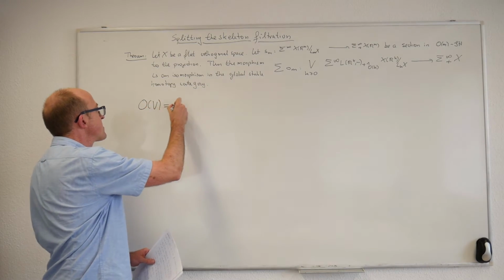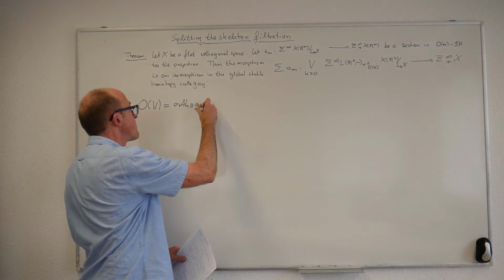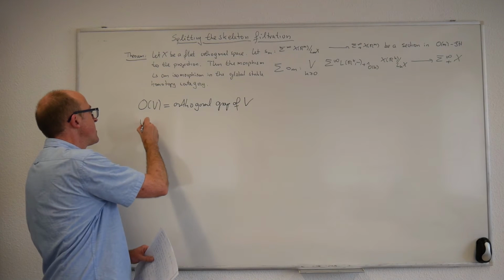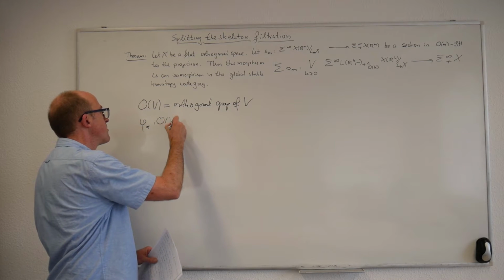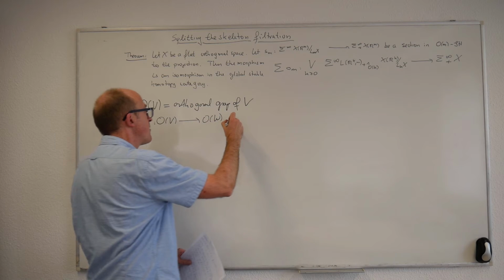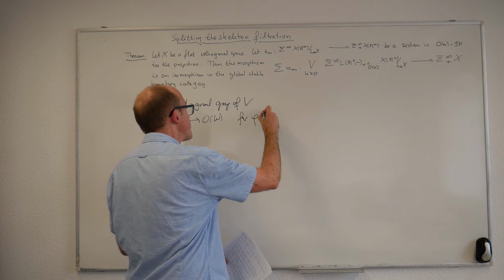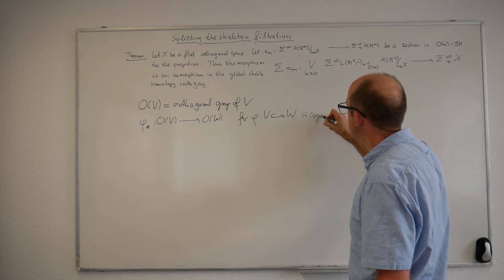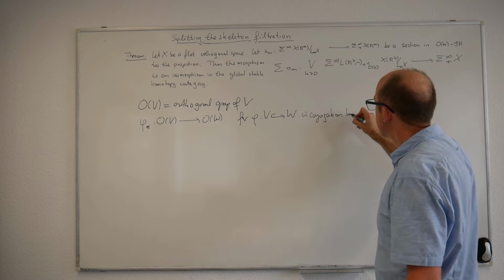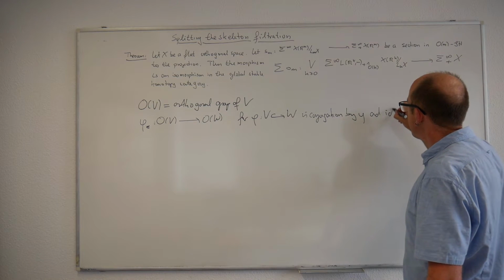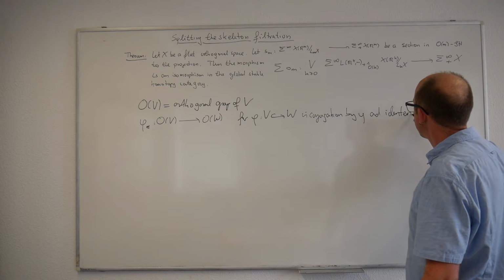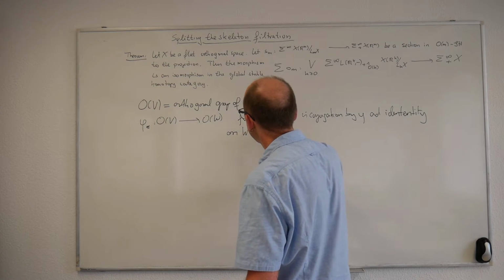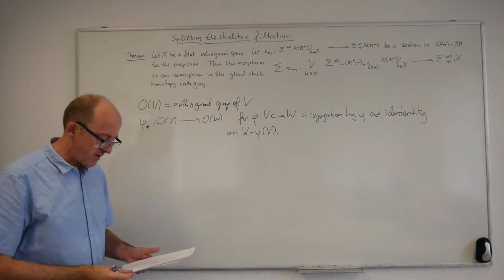O of V is the orthogonal group of V. V is some inner product space. And the structure map phi lower star from O of V to O of W for a linear isometric embedding phi from V to W is given by conjugation by phi and the identity on the orthogonal complement of the image. And altogether this gives us an orthogonal space.